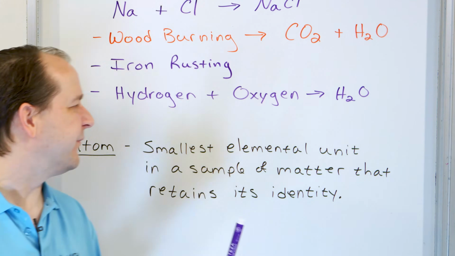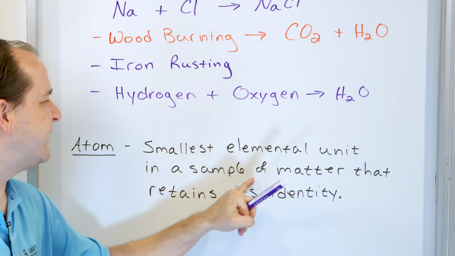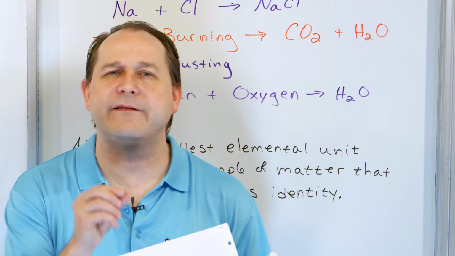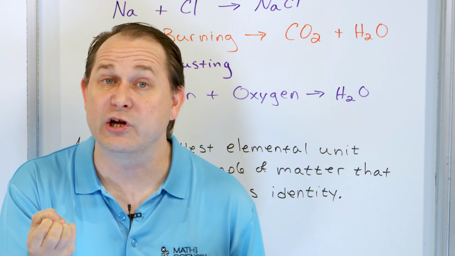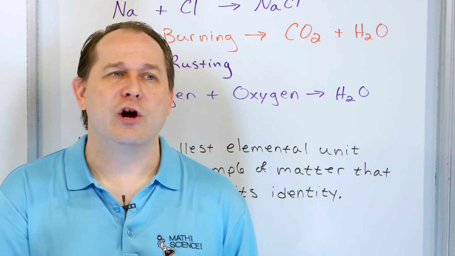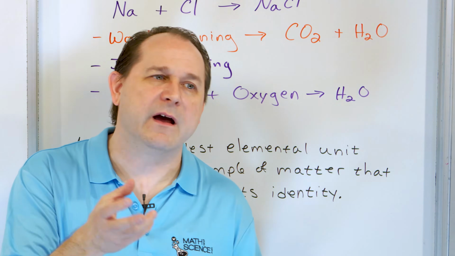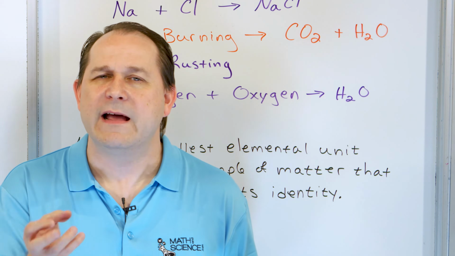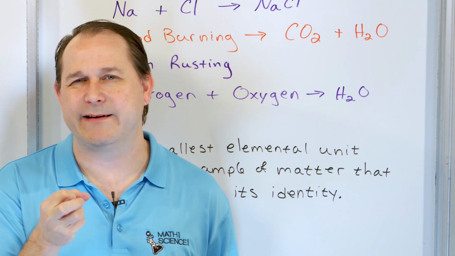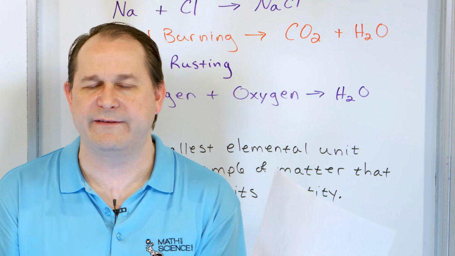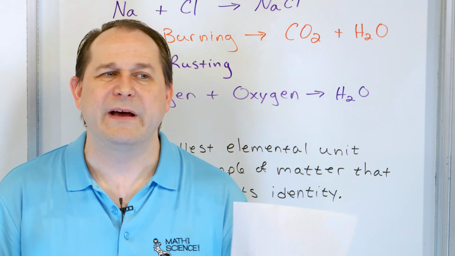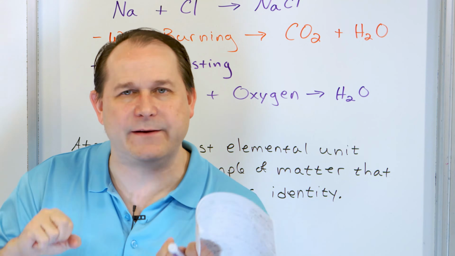So we say atoms are the smallest elemental unit in a sample of matter that retains its identity, because if you get down to a single aluminum atom, it has all the properties of aluminum. It's shiny, maybe it conducts heat, maybe it doesn't, or whatever the element is. It has all of the properties of that substance. But if you take a single atom and try to break it in half, then it has no characteristics of aluminum anymore, because you're now digging inside of the atom.